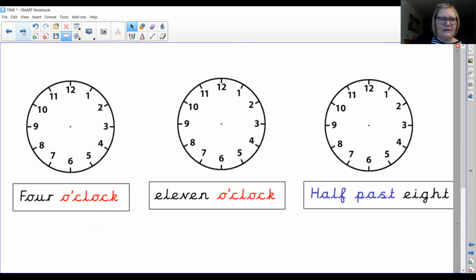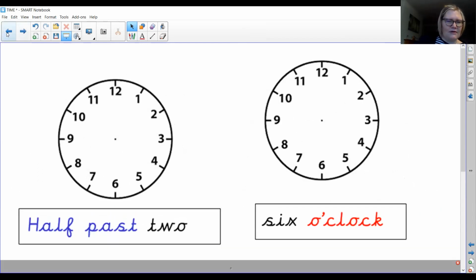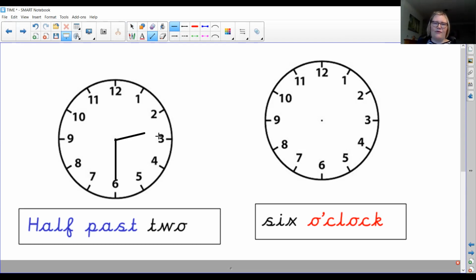Right, we could do some of these. So if I was to draw this time, 2:30, pause the video and let me know. How would you explain to somebody else to do that? So pause the video, have a go. So 2:30, I'm going to put the minute hand on first, so it's got to point to the 6, and it's past 2, so I'm going to have to draw the hour hand in between 2 and 3. Did you get that one right?